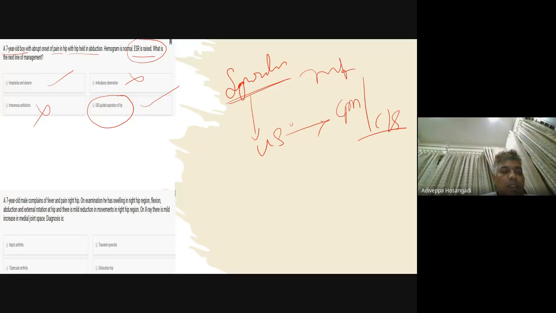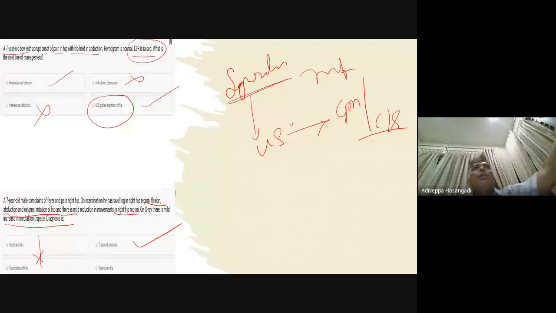A 7-year-old male complains of fever and pain in the right hip. On examination, he has swelling in the right hip region, with flexion, abduction, external rotation. This is the typical attitude I was mentioning earlier. Mild reduction in the movement. On X-ray, there is an increased joint space. The diagnosis is transient synovitis. Very good. So, in any arthritis for that matter, it is flexion, adduction, internal rotation.